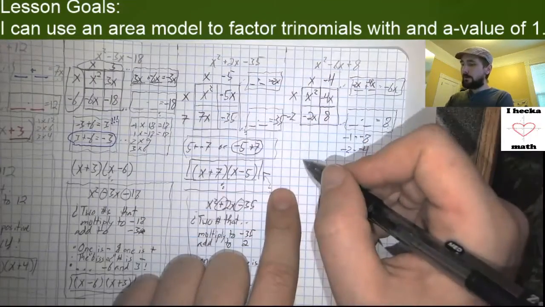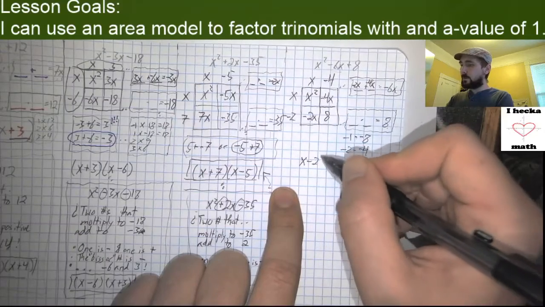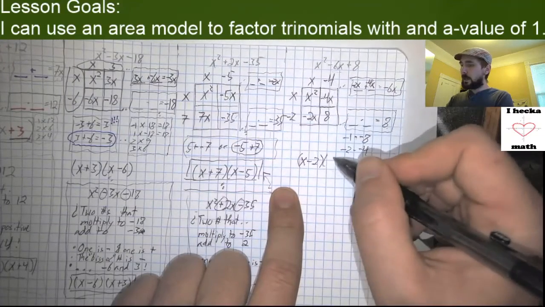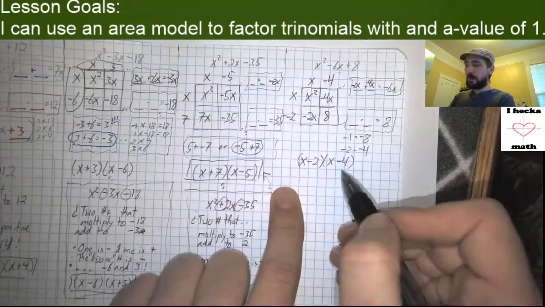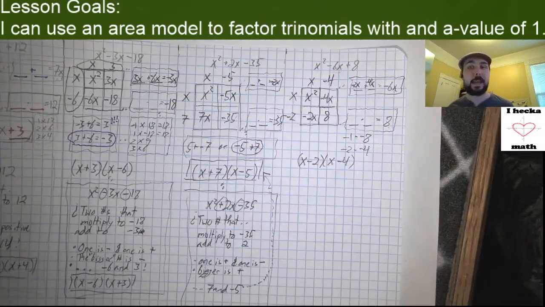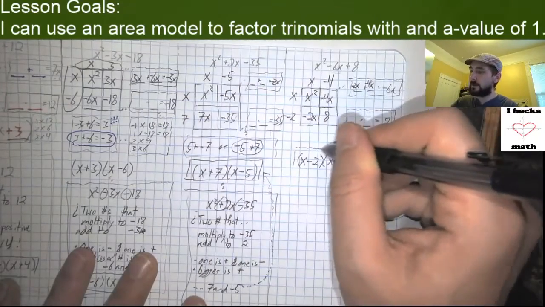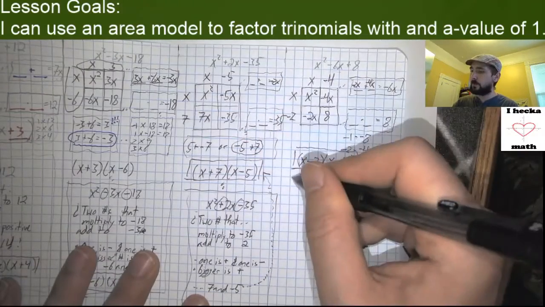So then I would write my final answer as x minus 2 and x minus 4. The minus 4 and the minus 4 go here. The negative 2 and the negative 2 go there. And that is the last one. So let's talk about the thought process behind this really quick, and then we'll call it a day.